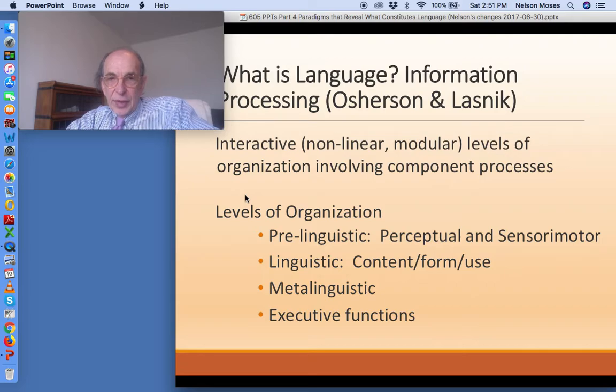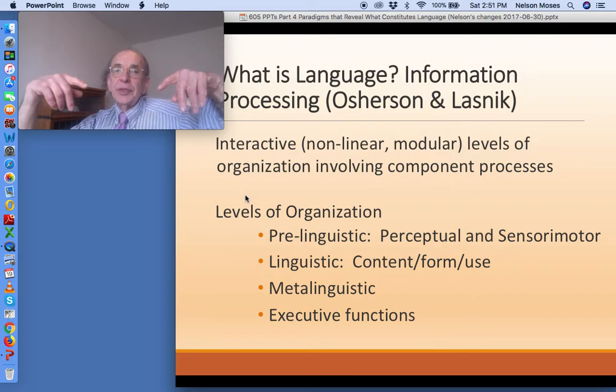And there's one other level of organization, or at least it's one that's very close to the metalinguistic level, but it's an executive function aspect of language, and that is the use of language to regulate behavior.